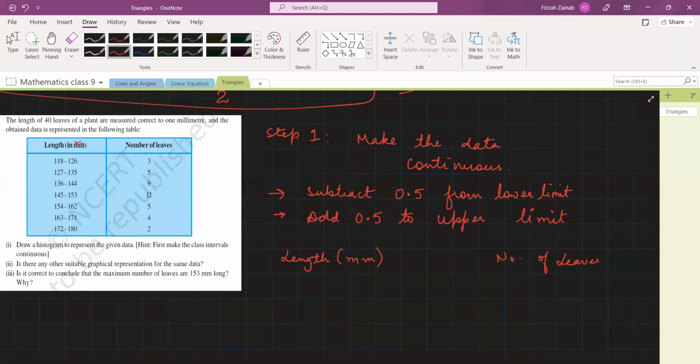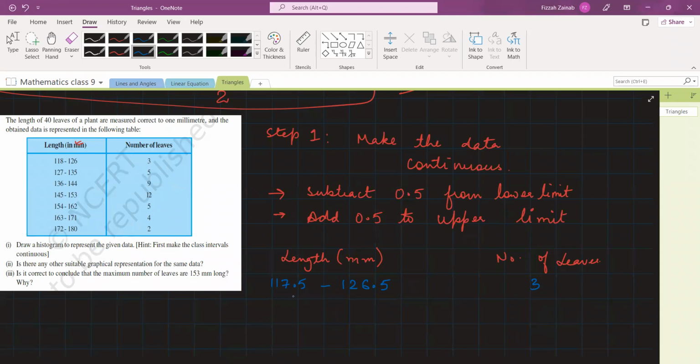Now the lower limit is 118, right? So I subtract 0.5. What does it become? It becomes 117.5, right? Then I add 0.5, so 126.5. Is that clear? Corresponding leaves are 3.